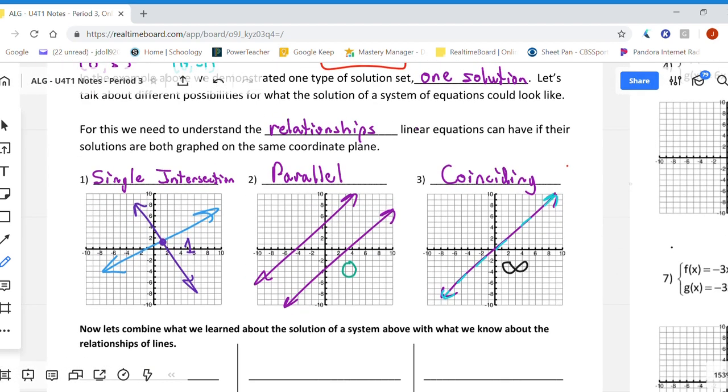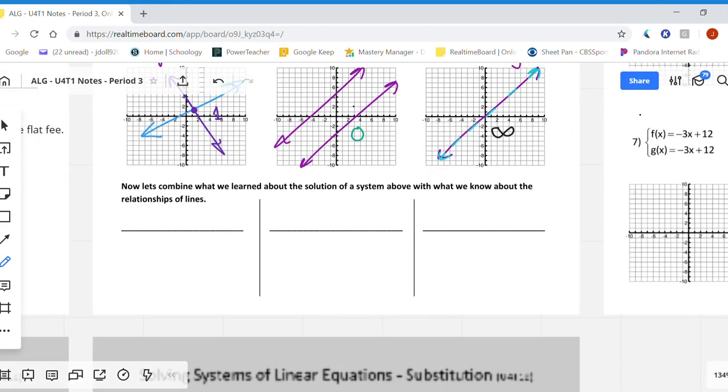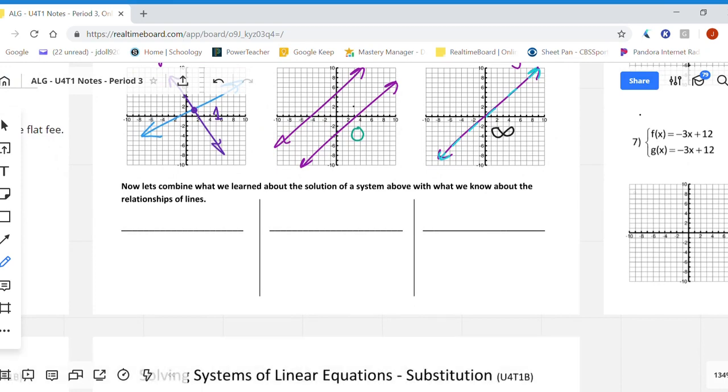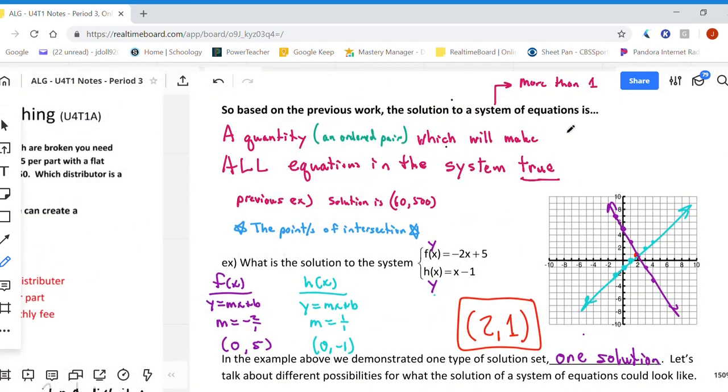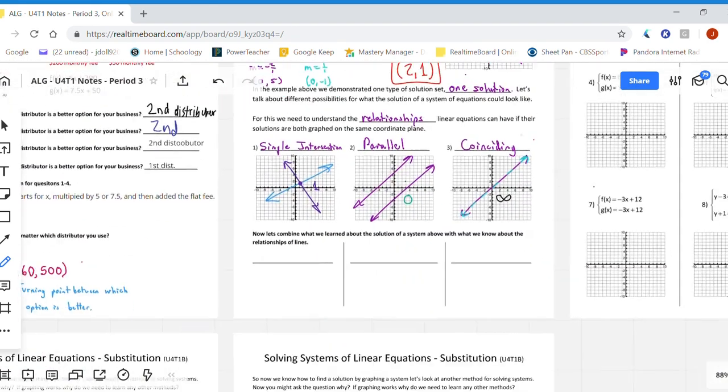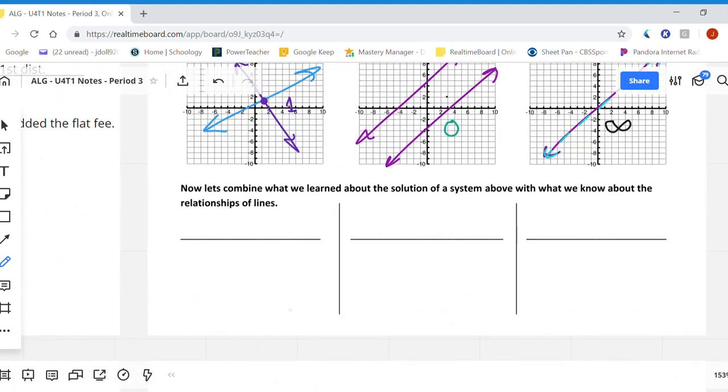So these are the 3 different relationships that 2 lines on the same coordinate plane can have with each other. We could have a single intersection where we have 1 intersection, we could have parallel lines where we have 0 intersections, or we could have coinciding lines where we have an infinite number of intersections. So if we take what we understand here about these 3 different relationships and what we said up here about what a solution is, we can talk about our 3 different types of solutions.